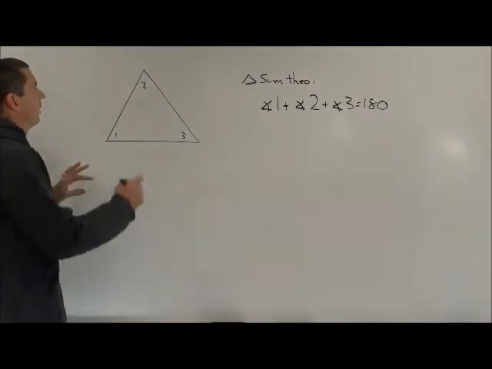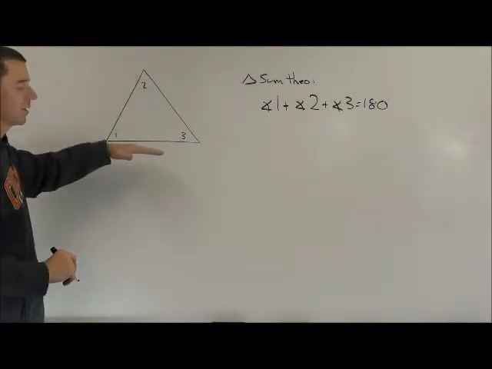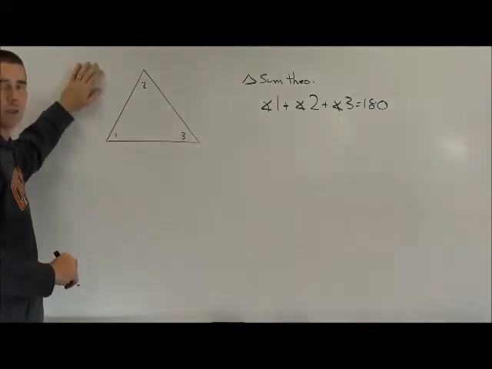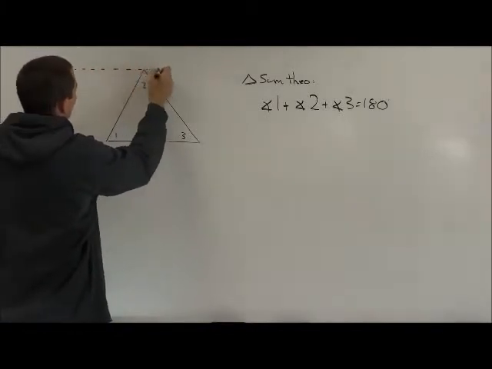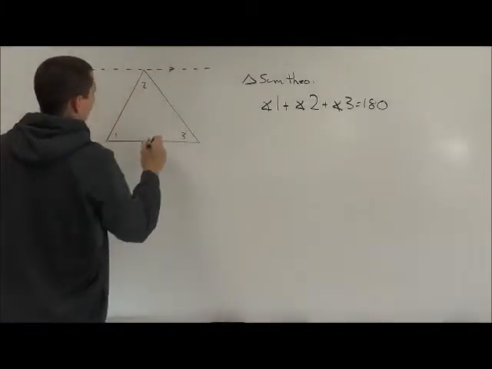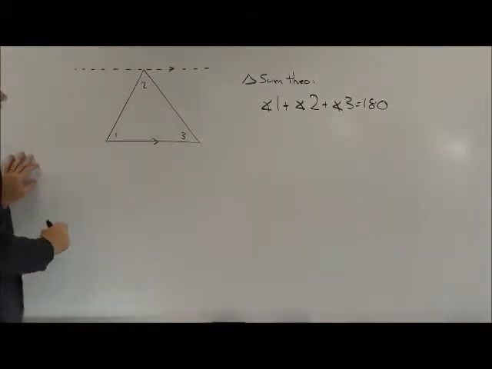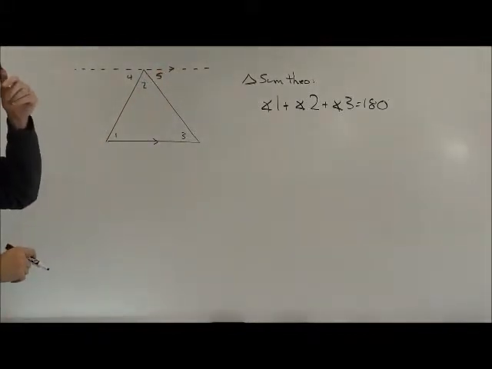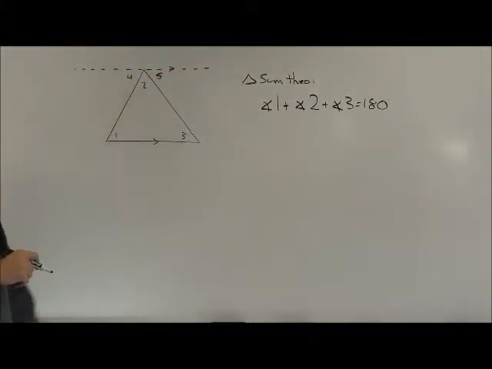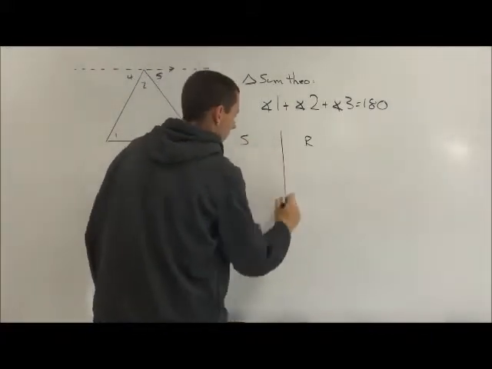We said, all right, if I look at the vertex of angle 2, how many lines could I draw through that vertex that would be parallel to this opposite side? Of course, the answer to that is just one. So if I constructed a line that was parallel to that, we just created two adjacent angles to angle 2. And now I want to prove angle 1 plus angle 2 plus angle 3 equals 180, setting this up in a two-column format, statements and reasons.